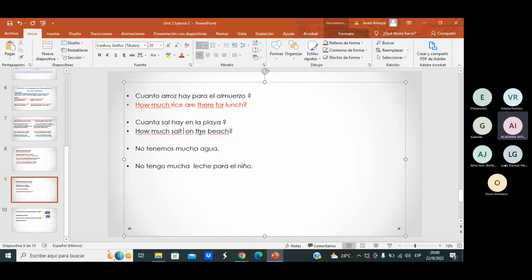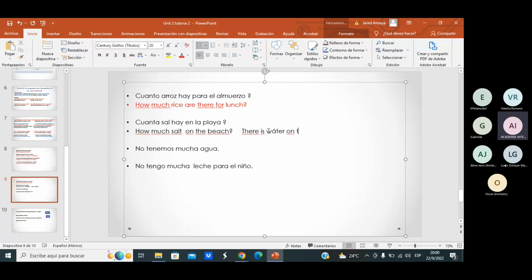In this sentence, when we are talking about uncountable nouns, we use is there or there is. There is if it is an affirmative sentence. If it is a question, we use is there. For example, hay agua en el suelo. How would you say it? There is water on the floor.